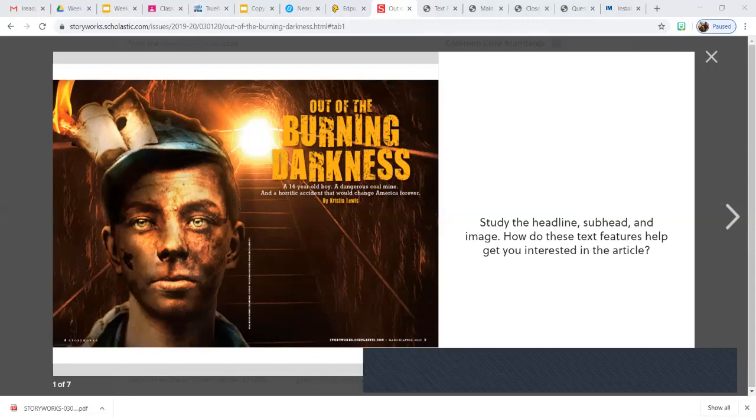So for this text feature, study the headline, which is here, Out of the Burning Darkness, the subheading, a 14-year-old boy, a dangerous coal mine, and a horrific accident that would change America forever. And the image, which you can see the boy covered in soot inside a coal mine. How do these text features help you get interested in the article?